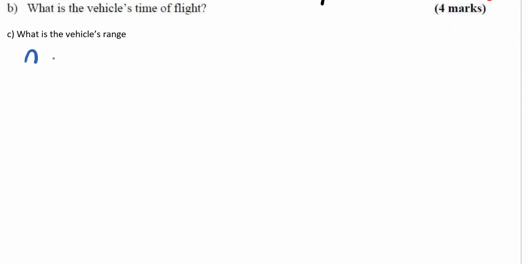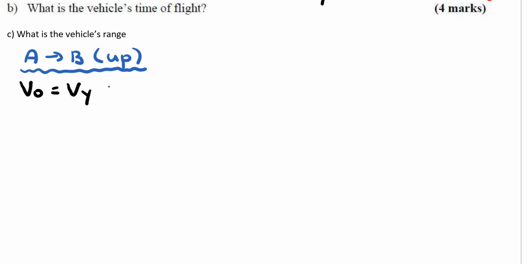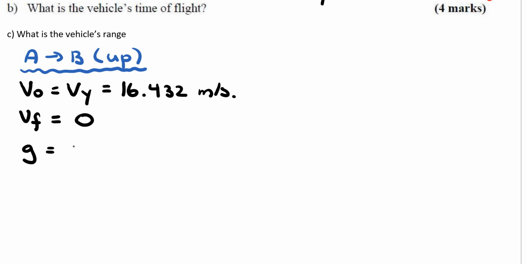So if I'm going from A to B, this means we're going in the up direction. Our initial speed is equal to our vertical velocity component, which we calculated in part A, 16.432 meters per second. Once we get to point B, that's the maximum height, so our final speed is going to be 0, and our acceleration due to gravity, since we're going in the upwards direction, is negative 9.80 meters per second squared.